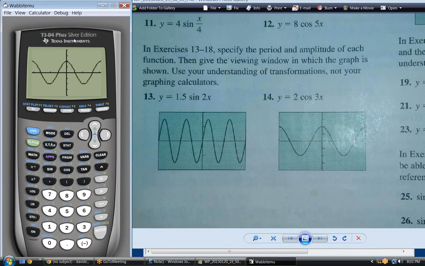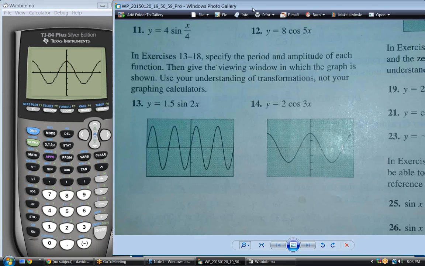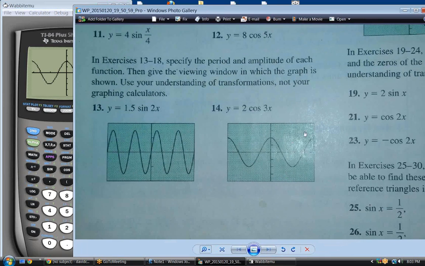Do you have the TI-84 or the TI-83? I have the 84. Okay. I'm not sure there's any difference with these trig functions or anything else here. So, okay. What else? What next? 15?